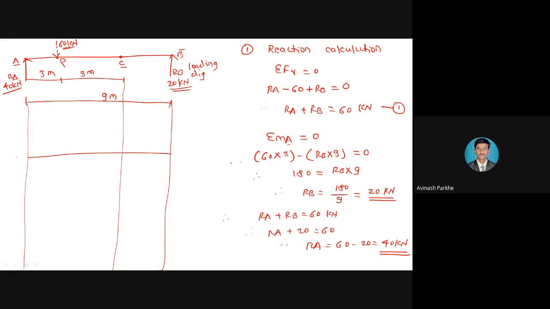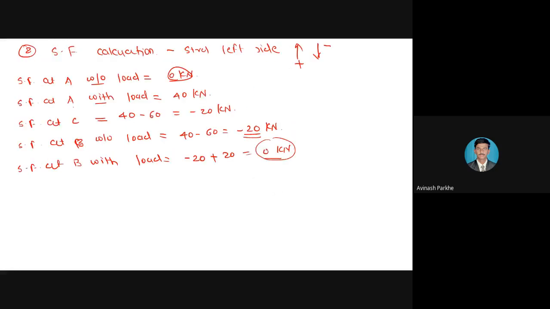This is point A, this is point C, and this is point B. First point, shear force at point A without load means 0. This is the horizontal line. It represents the 0 line. Then shear force at A with load is plus 40.